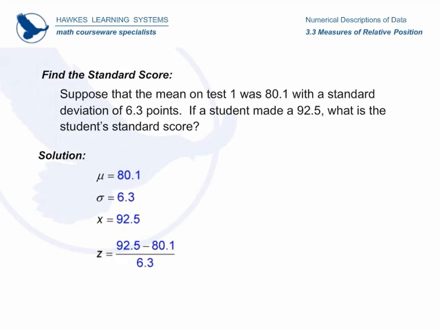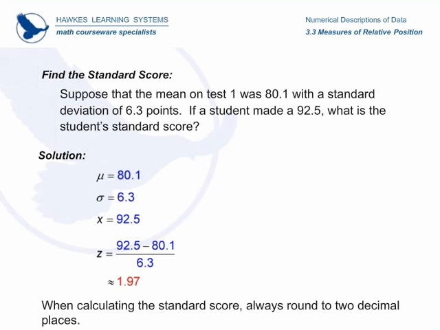And we find our standard score, or z, using our formula: 92.5 minus 80.1 divided by 6.3. So we've got our data value minus the mean divided by the standard deviation. So that gives us a z-score of 1.97. When calculating the standard score, always round to 2 decimal places.